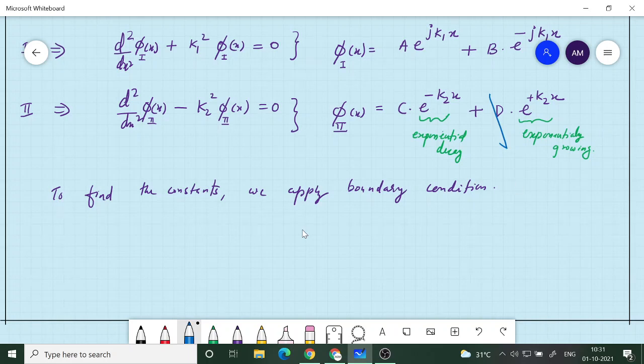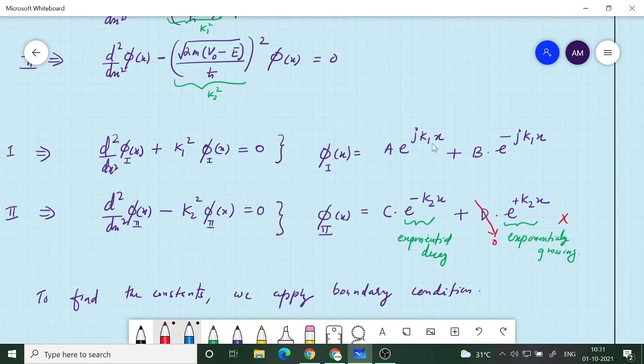Okay, so let me do... Sir, yes, can you explain case 1 once more? So D has to go to 0, because this case 1 means... You are talking about phi 1. Yes, sir, about the constants A and B.